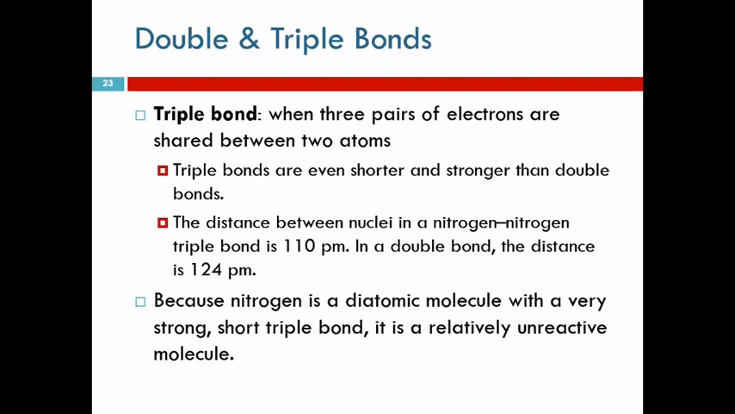And we can see this by looking at the distance between nuclei. If we look at nitrogen-nitrogen bonds, it's a triple bond. The distance is 110 picometers. If we look at a double bond between nitrogen atoms, it's 124 picometers. It's longer. So sharing more electrons pulls them together. Because nitrogen has that very short, very strong bond, it's not very reactive. So nitrogen is a pretty inert gas.